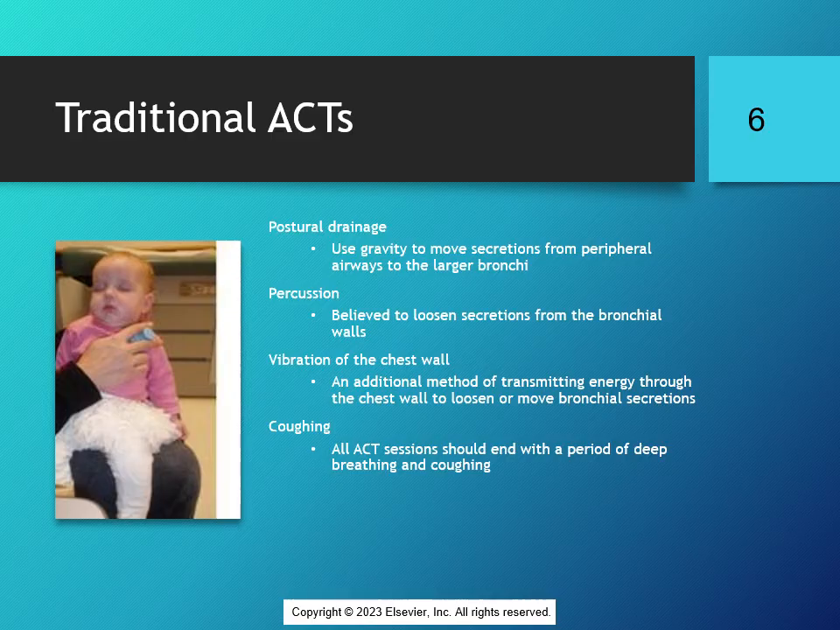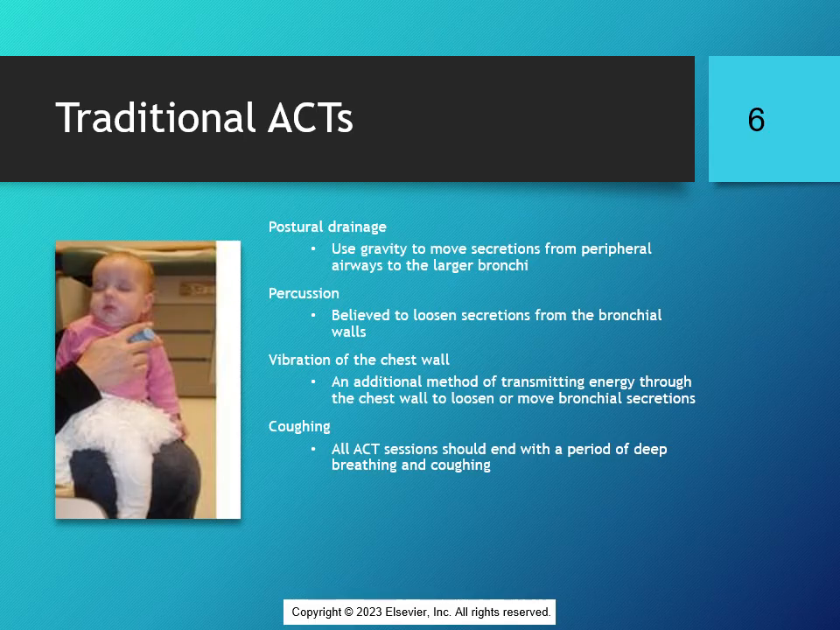Vibration of the chest wall. Unlike percussion, the clinician's hand does not lose contact with the chest wall during vibration. I usually use two hands together. I place them on one area of the patient's chest, and then on exhalation only vibrate strongly.